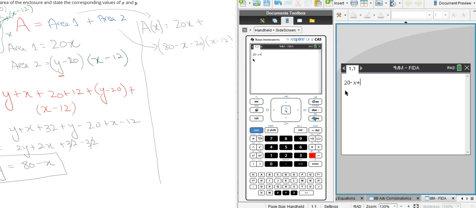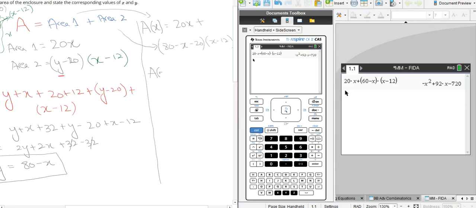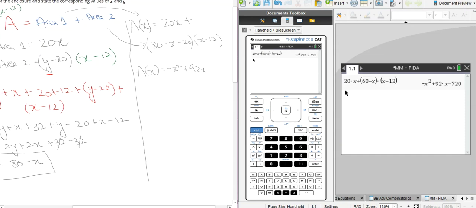So I'm going to write 60 minus x. That's one bracket closed. The other bracket before that, please don't forget to put the multiply sign. Sometimes the CAS plays up. And there we go. That is our area equation. A of x is equal to minus x squared plus 92x minus 720. And that is part A of the question answered.